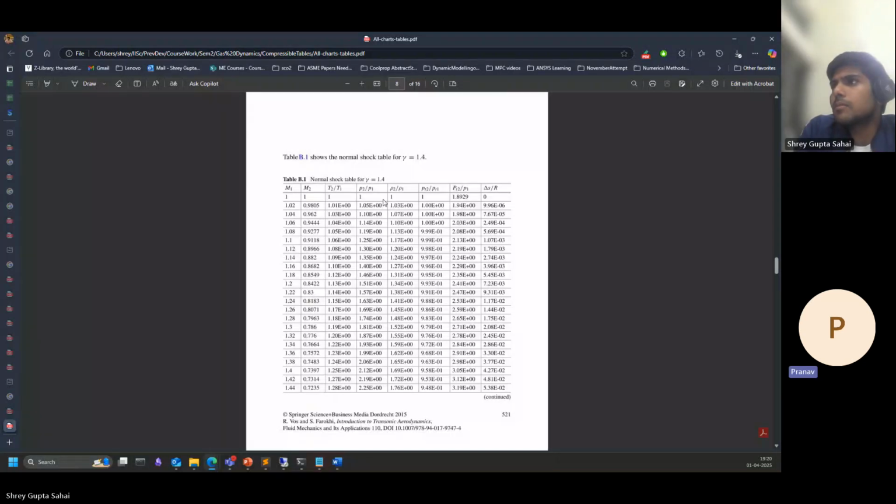P2 is... Do we know PT2, or do we know P2? There is the stagnation pressure, but it is not the static pressure. Maybe that's the issue. No, but even then you are not getting it; something is still wrong.